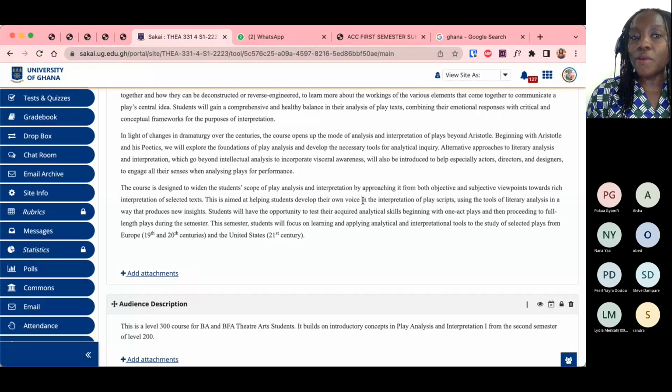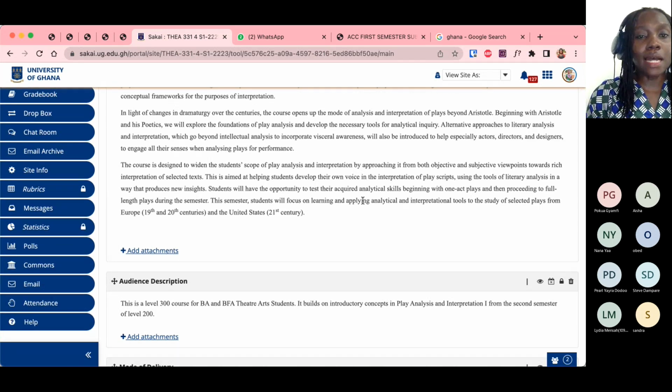Alternative approaches to literary analysis and interpretation, which go beyond intellectual analysis to incorporate visceral awareness, will also be introduced to help especially actors, directors, and designers to engage all their senses when analyzing plays for performance. The course is designed to widen the student's scope of play analysis and interpretation by approaching it from both objective and subjective viewpoints towards rich interpretation of selected texts.